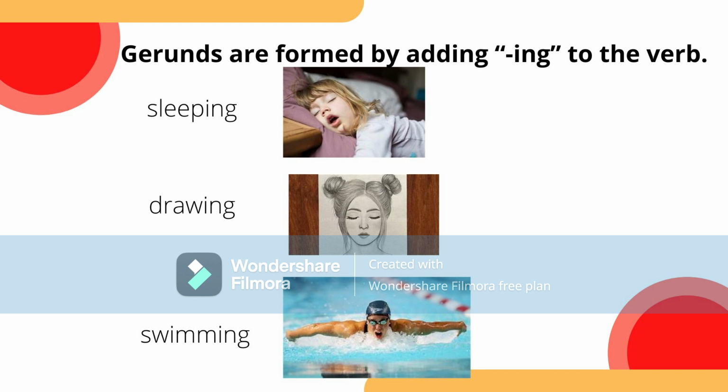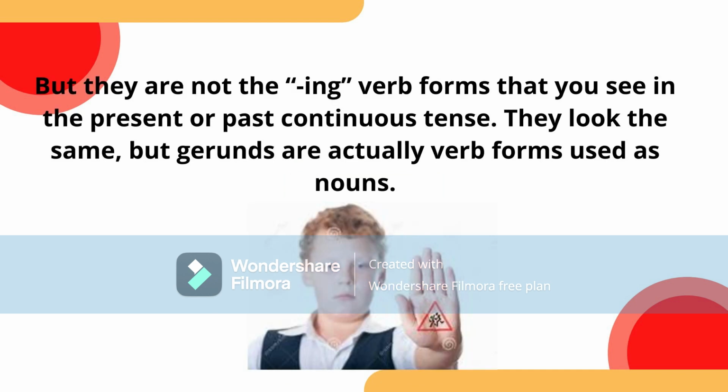However, it's important to say that, at least in this case, they are not the E and G, the I and G verb forms that you see in the present or past continuous tense. They look the same, but gerunds are actually forms used as nouns. For example, let's take the infinitive of the verb to sleep and use it in two different sentences.